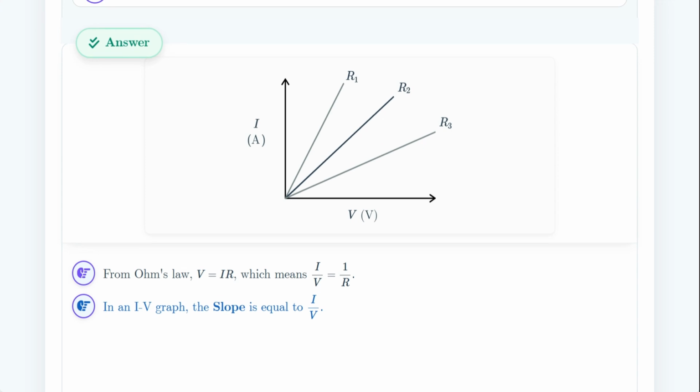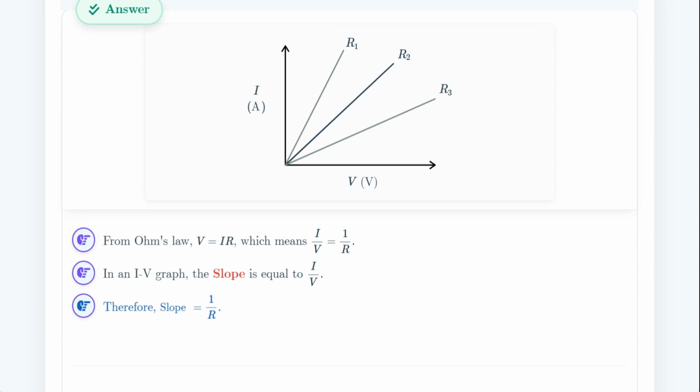Now, what is the slope of any graph? It's simply the y-axis value divided by the x-axis value. In our case, that's current I divided by voltage V. So, here is our golden rule. The slope of this specific IV graph is exactly equal to 1 by R, not R, but 1 by R.